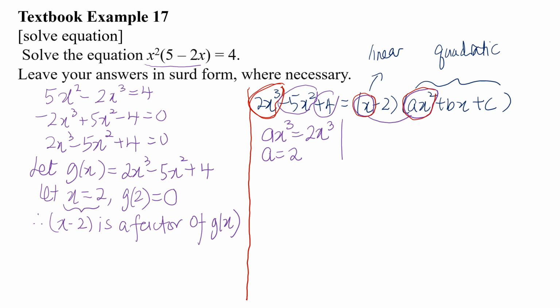And if we also remember that the constant term is found by taking the constant terms of your linear factor, which is -2.